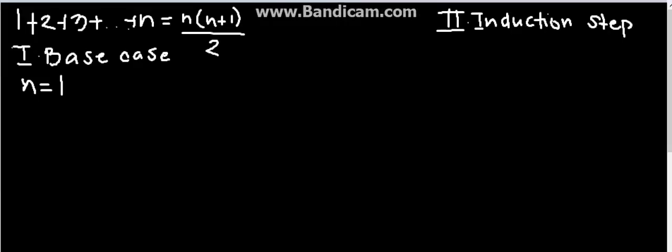Okay, so for our first example, we have the series 1 plus 2 plus 3 plus all the way to n is equal to n times quantity n plus 1 over 2.